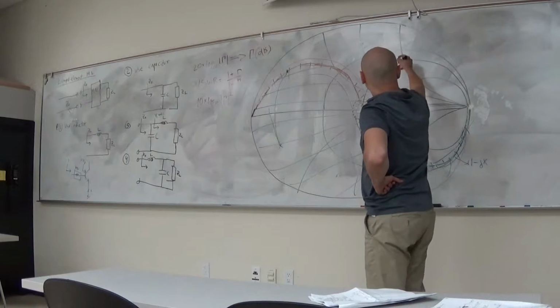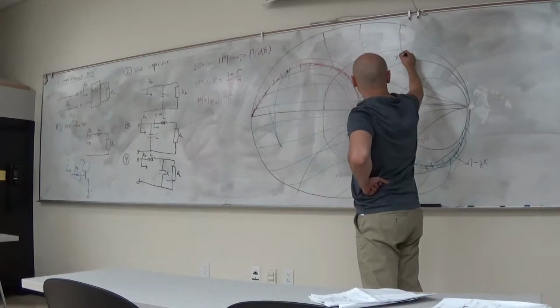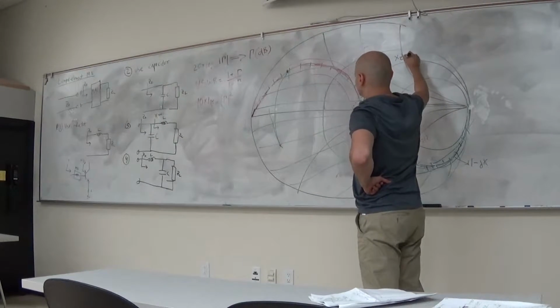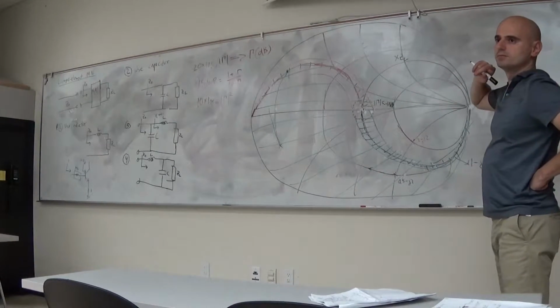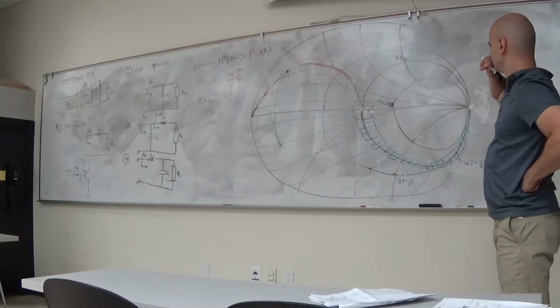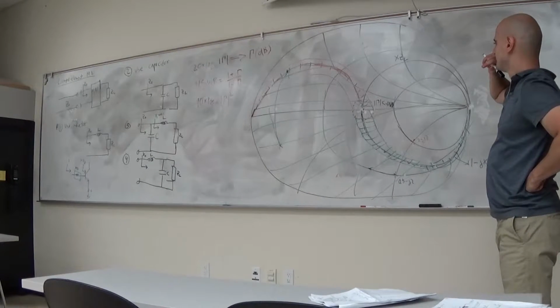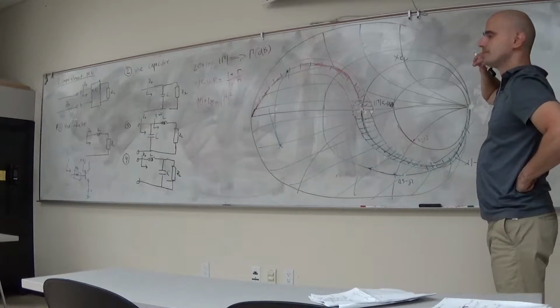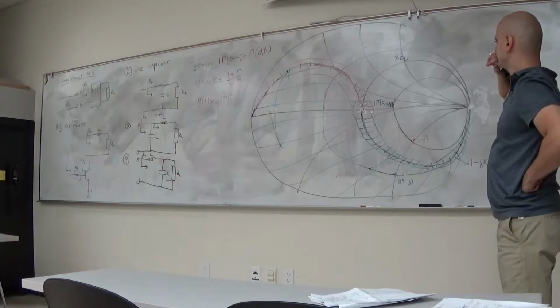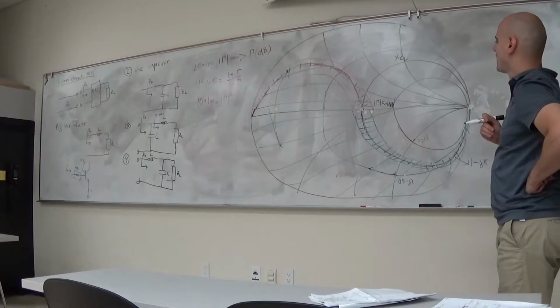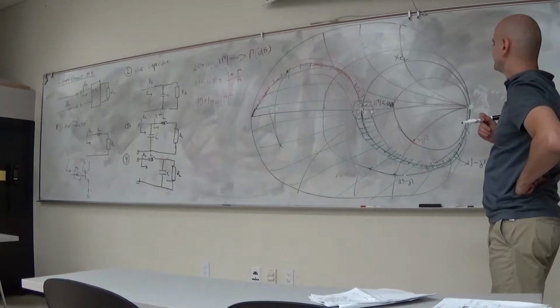Let's say that we have a point here. Let's say that this is our ZL. So how would I then be able to match it to Z0? You move your capacitor to R equals 1, and then, no, wait.